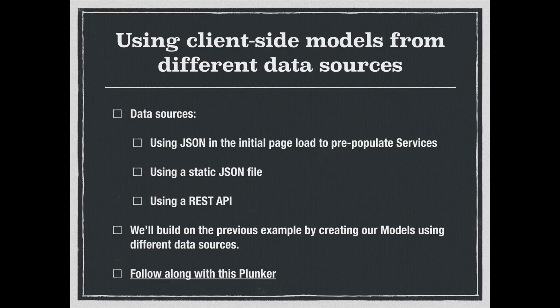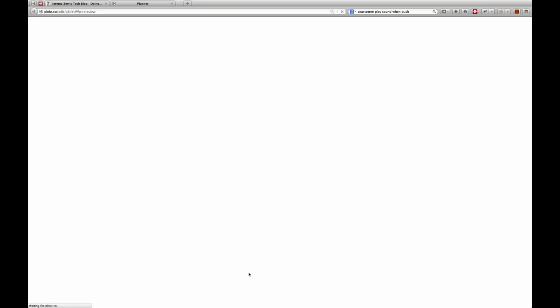So we'll show how to do that, and also we'll show how to use a static JSON file to load, and then we'll also show how to use a REST API. And the other one that we already showed was just defining it straight up in the template, which in reality is probably not very common, but these other methods definitely are. So we're going to build on this previous example by creating our models using these different data sources and showing how that works.